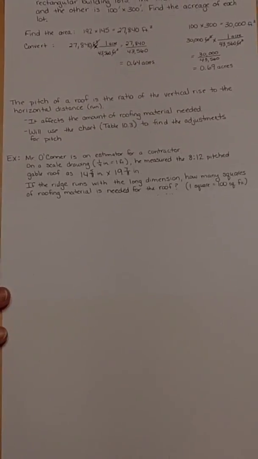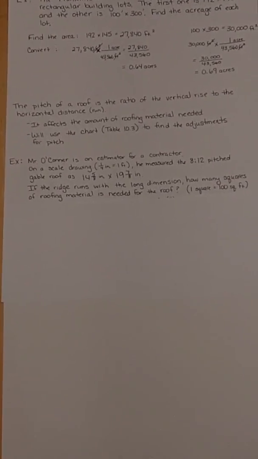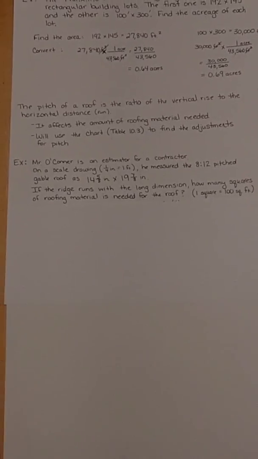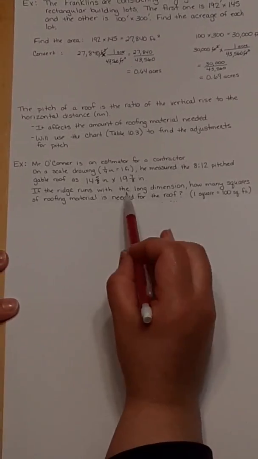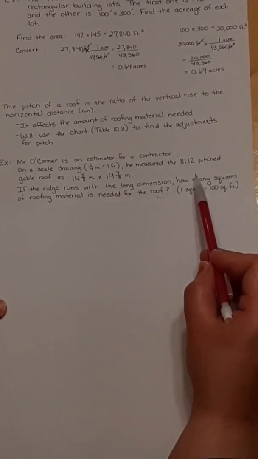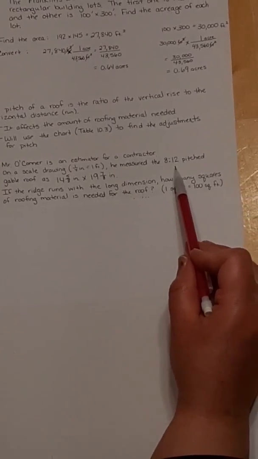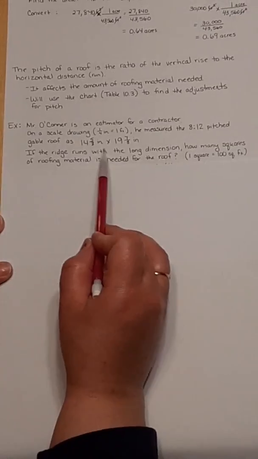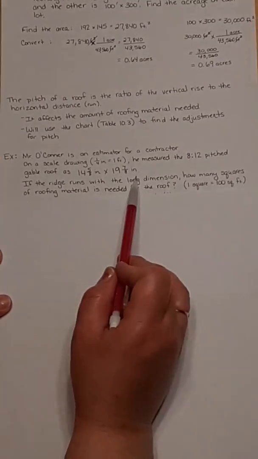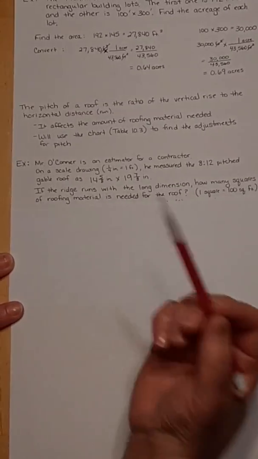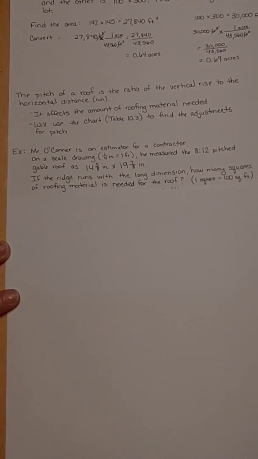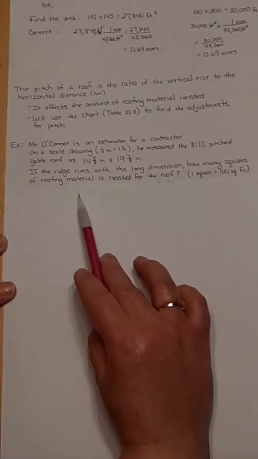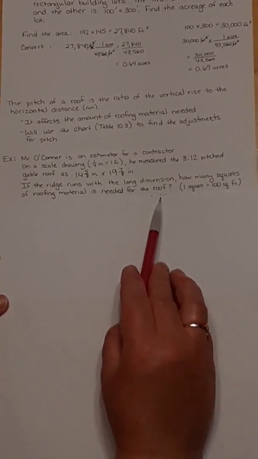And our example is Mr. O'Connor. He's an estimator for a contractor, and he's looking at a scale drawing that's 1/4 of an inch to 1 foot, and he measures the pitch of the roof to be 8 to 12 on the gable roof, and this is what the scale model is telling me the roof dimensions are. And then it goes on to say, if the ridge runs with the long dimension, how many squares of roofing material is needed for the roof?